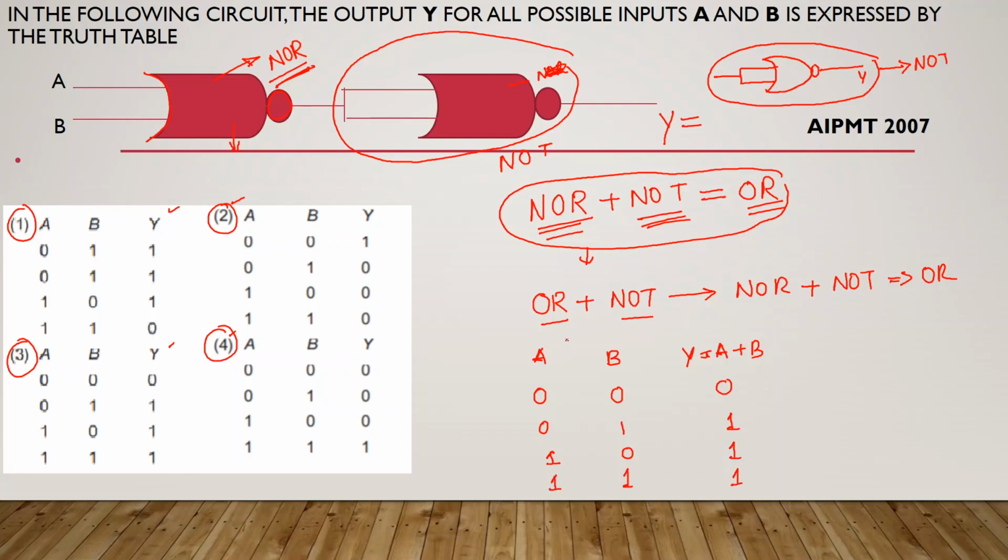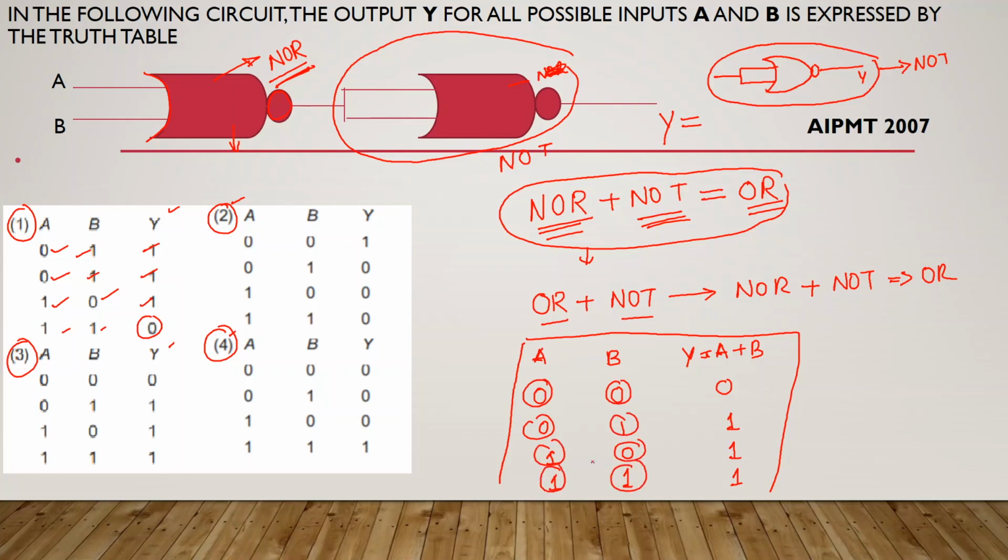Let us see which of the following options satisfies this truth table. Now see here. 0, 1, it is 1. Okay. 1, 0, it is 1. Again 1, 1, it is 0. This condition is not satisfied. 0, 0, 0, 1, 1, 0 and 1, 1.